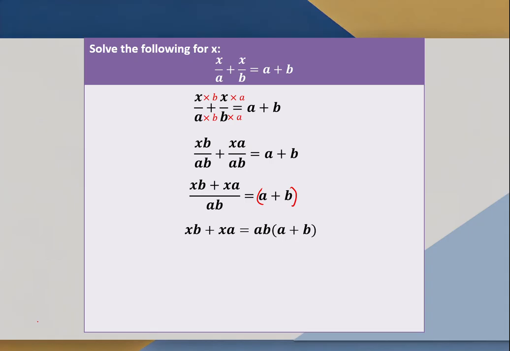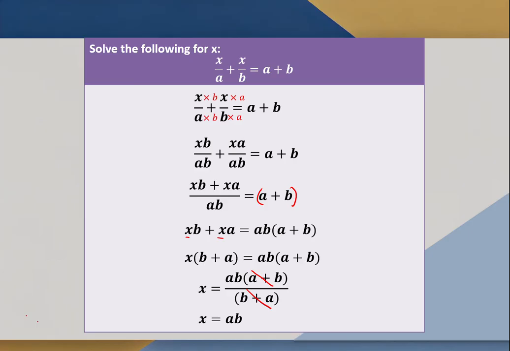The next step that we are going to be doing here is we are wanting to get x by itself. So I'm just going to factor out the x value. Now I've done that, it makes it easy. I'm just going to take over b plus a to the other side. As soon as I've done this, I can see a relationship where b plus a is the same as a plus b. So I can cancel them out, and that leaves me with x equals ab.